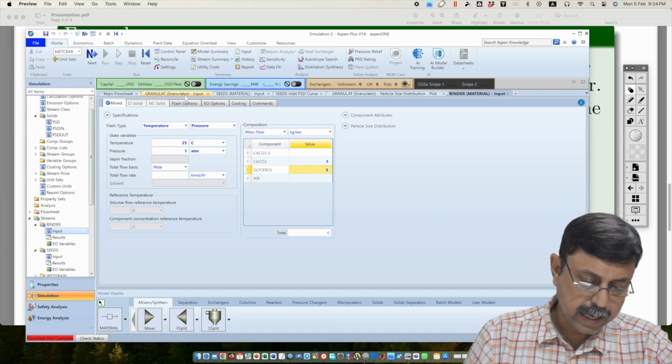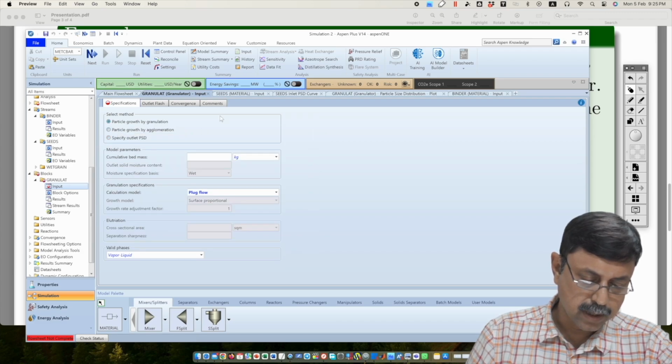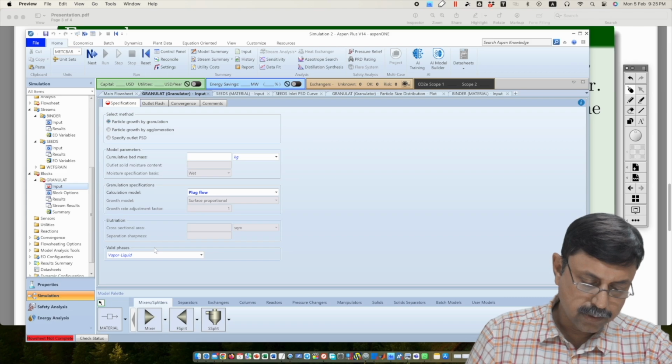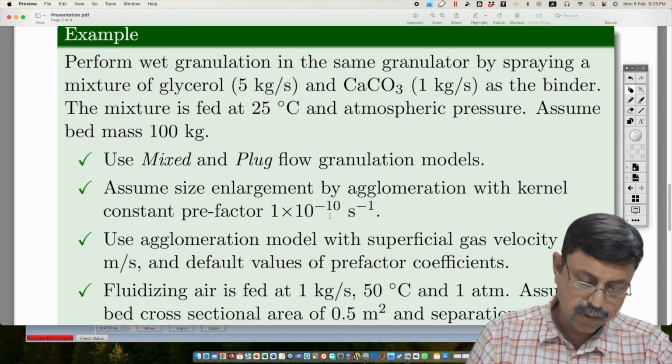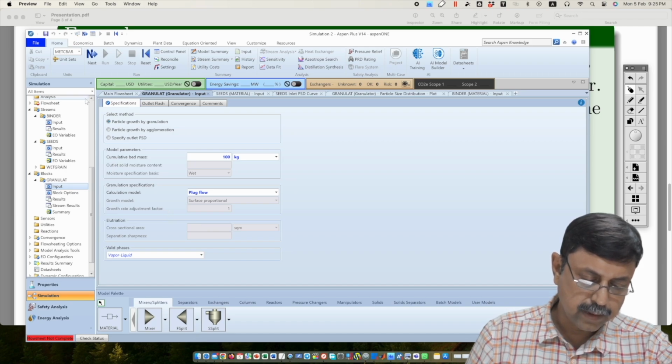Now go back to the granulator input. So here you will find the 2 options open for you. So first go to granulation model. Granulation model, first cumulative bed mass. What is the cumulative bed mass? It is 100 kg. So add this number over here, 100 kg. And we have to run it using mixed flow and plug flow granulation model. So plug flow is already there. Let us run with plug flow and see what happens.